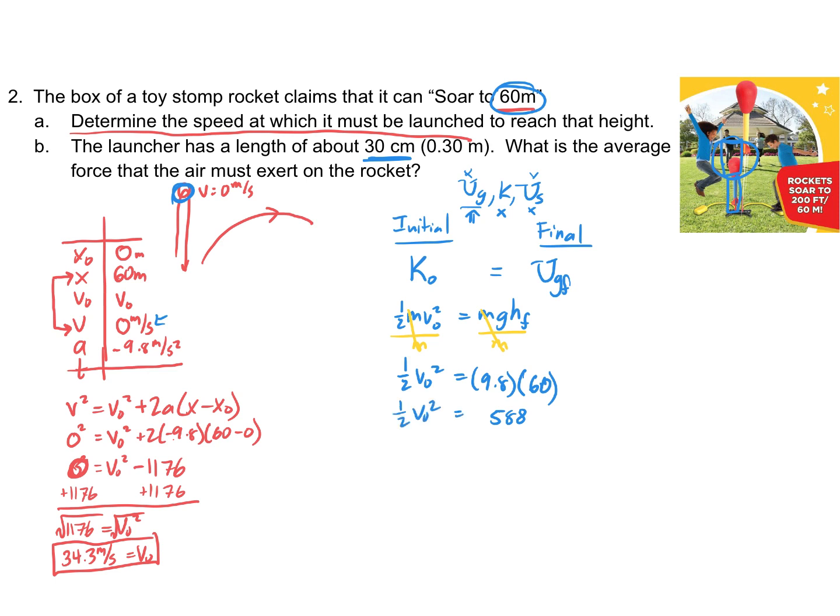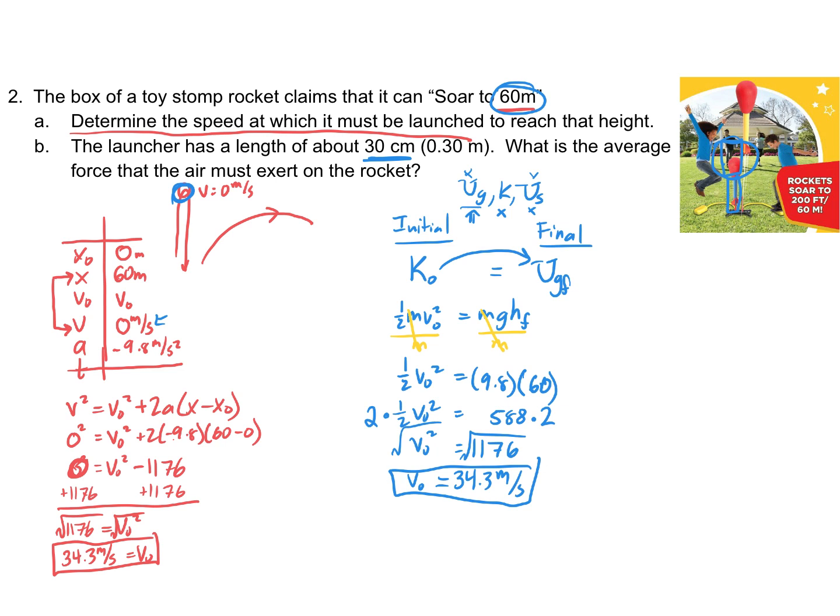I have to get rid of the 1/2. You can either divide by 1/2, or I like multiplying better; my brain works better with multiplication. And I get that v naught squared is equal to, oh, that looks familiar, 1,176. Look at that. And we're going to square root it. And guess what? We're going to get the same thing as last time. Woo! We got 34.3 meters per second. So we got the same speed using conservation of energy, knowing that all of that kinetic energy is going to turn into gravitational potential energy as it gets to the top, and that will give us that initial speed.